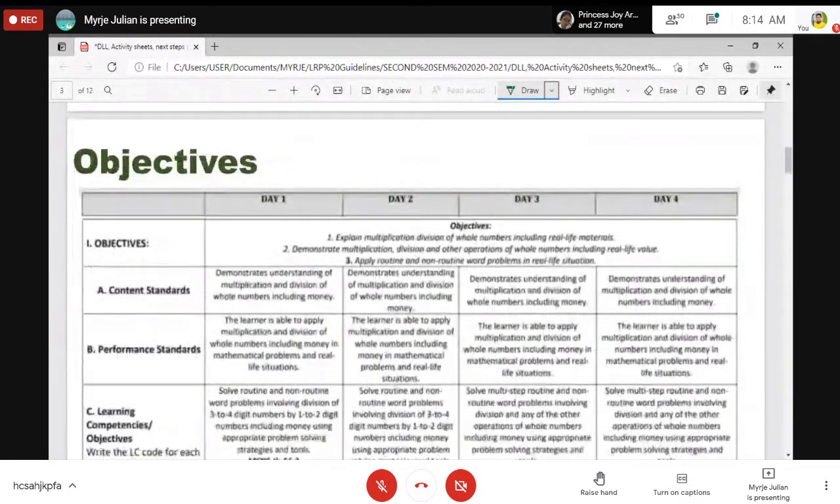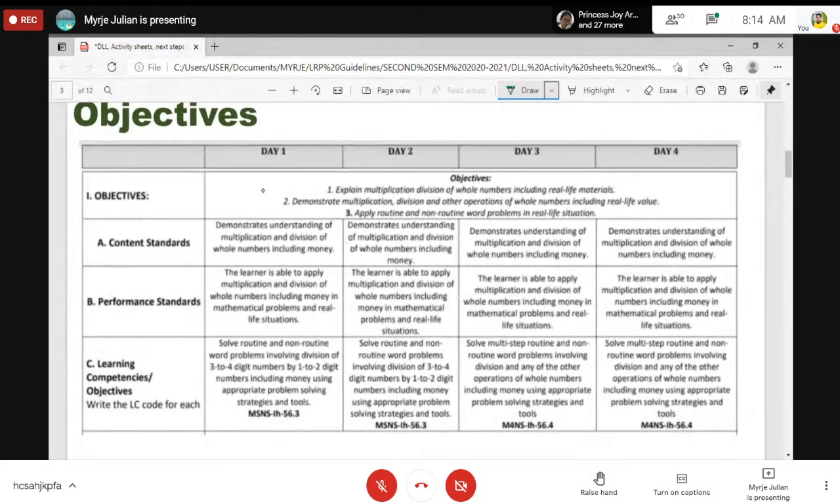Okay. The next objectives shared are these: explain multiplication and division, demonstrate multiplication and division, and then apply routine and non-routine word problems in real life situations. All of these objectives are accepted. But before we say that it's fine, we have to check again the learning competency assigned. Like my question earlier, is the set of learning objectives here aligned to the learning competency assigned? That's our number 1 question. Is it yes or no?